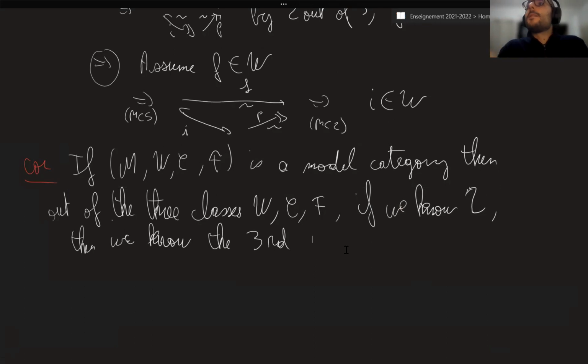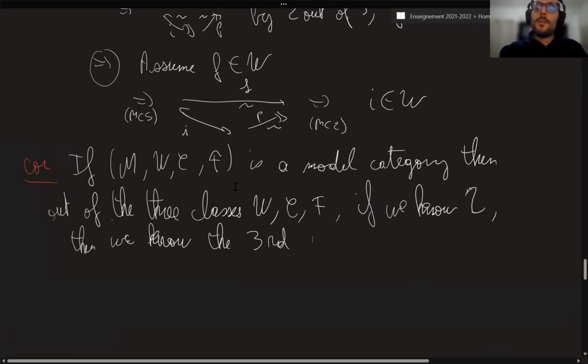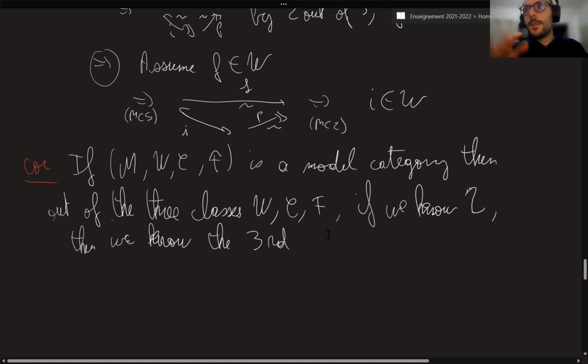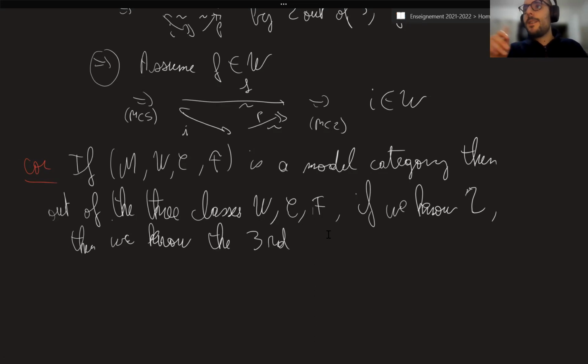For example, there is a necessary condition: W has to satisfy 2 out of 3, otherwise nothing works. Your 2 classes have to be closed under retracts, otherwise it doesn't work. So these ones typically are satisfied in examples. The hard part will be to prove the lifting property and the factorization property.